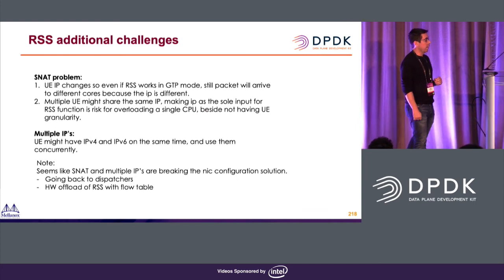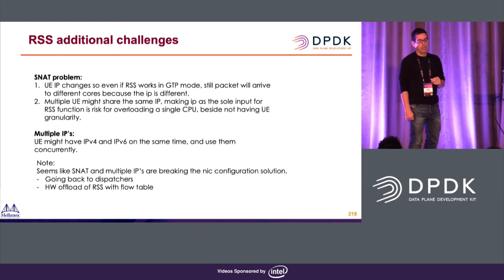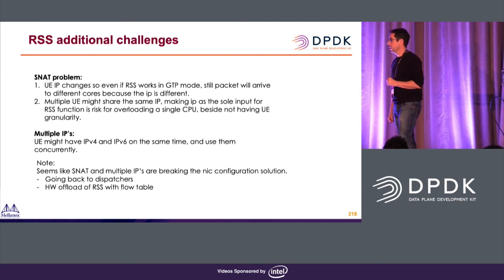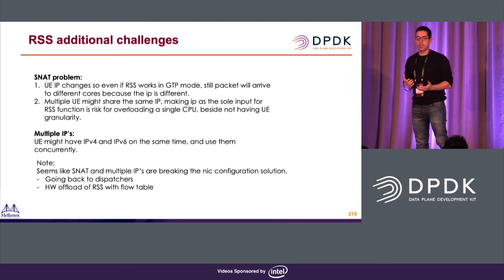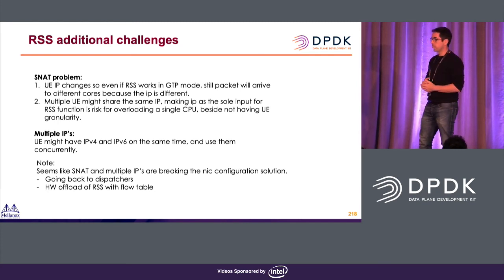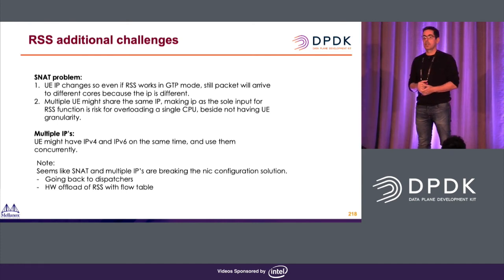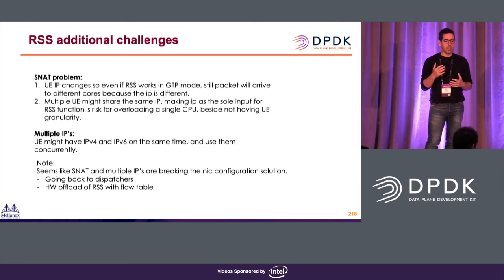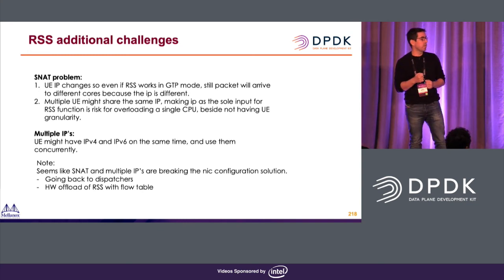Still, we have the SNAT problem. Many mobile operators have a limited amount of IPs. So when the traffic goes to the internet, they share the same IP between multiple UEs. So they're doing SNAT. It's not only that they are doing SNAT, the same IP is used for many UEs.